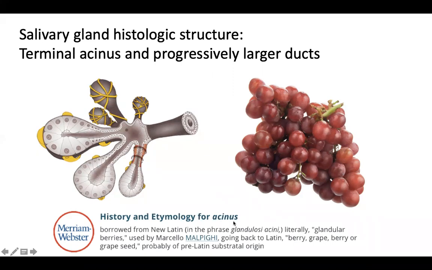And in fact, if you look at the etymology of the term acinus, it was originally used in the medical sense by this Italian anatomist, Marcello Malpighi. And the term acinus actually comes from the Latin for berry or grape. So it sort of makes sense. So he was appreciating this sort of grape-like structure when he came up with that term.